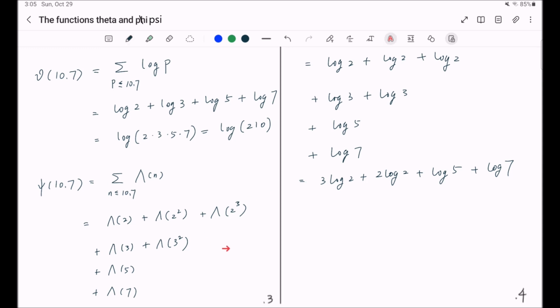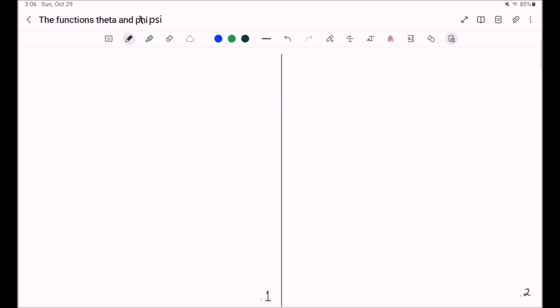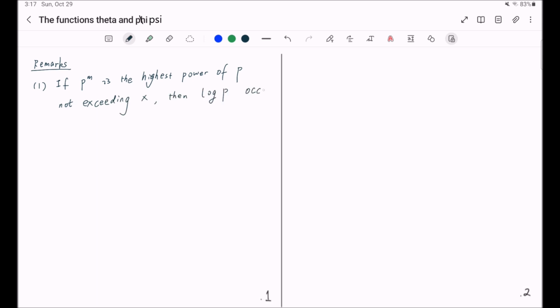But from this example, I would like to make two remarks. The first remark I would like to make here is, as you can see from the previous example, if the mth power of p is the highest power of p not exceeding x, then log of p occurs precisely m times in the sum psi of x.